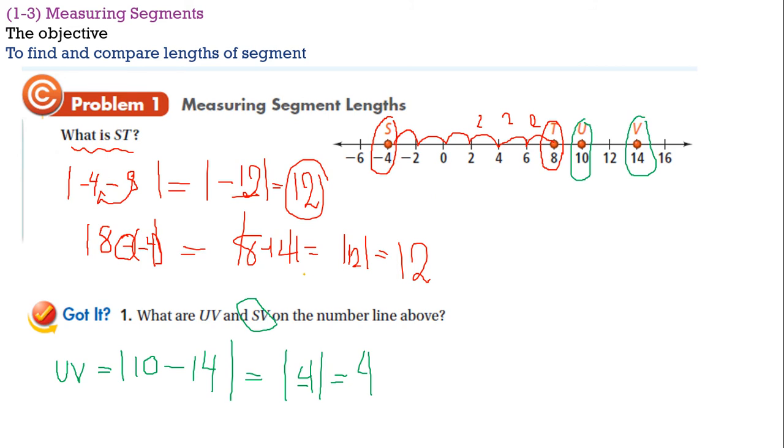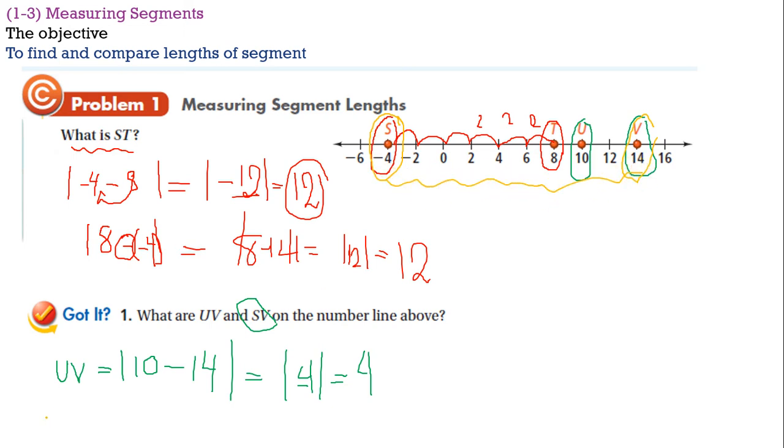Now, what is the length of SV? Where is S? This is S. So the coordinate of S is negative 4, and the coordinate of V is 14. So we need to find the distance between them.